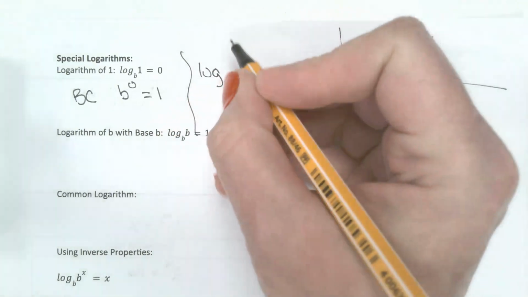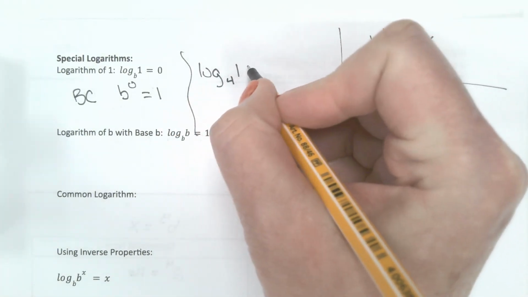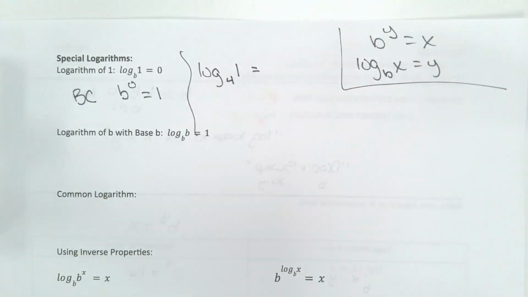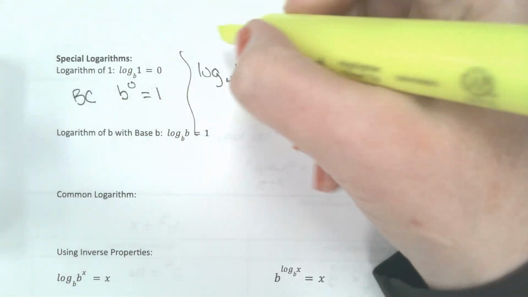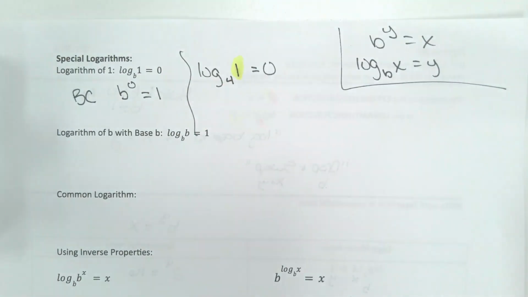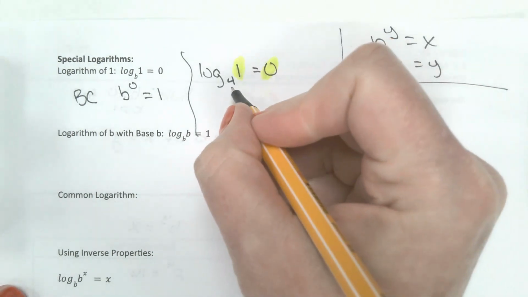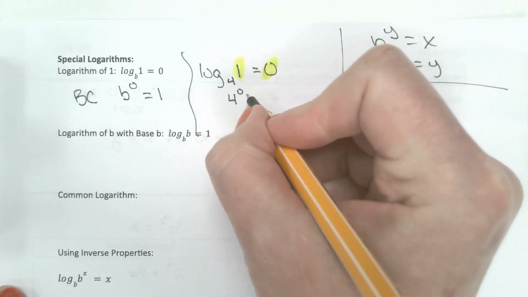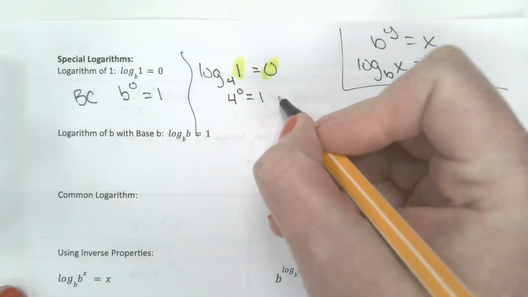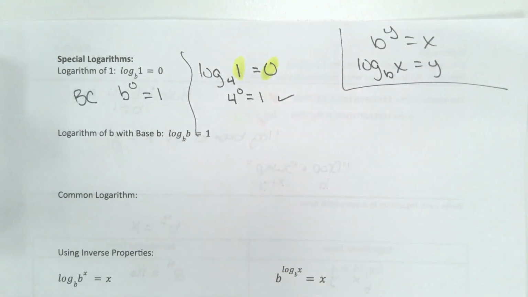So if I had log base 4 of 1, and you had to figure out what that is, 0, because anytime that you have a 1 right here, that's always going to equal 0. And it's hard to tell from this form, but if you change to exponential, that reads 4 to the 0 equals 1, and that makes sense.